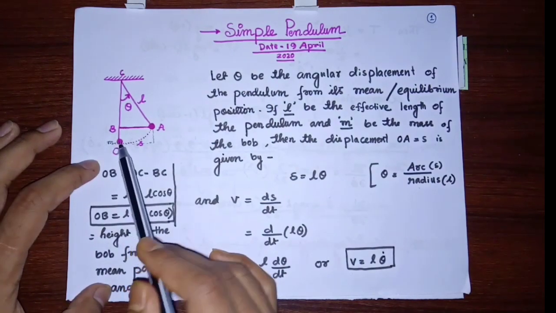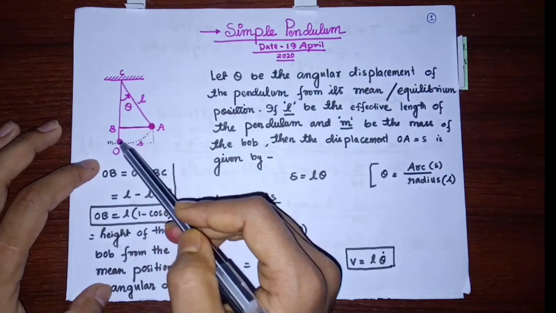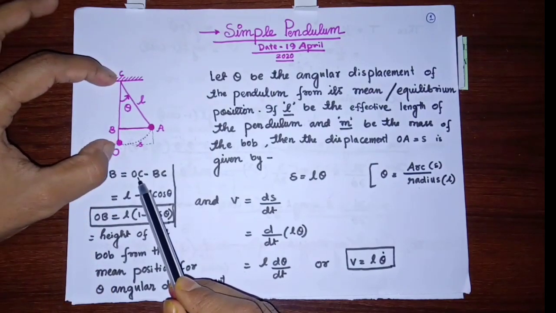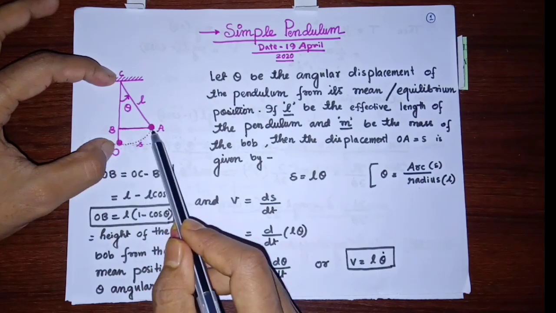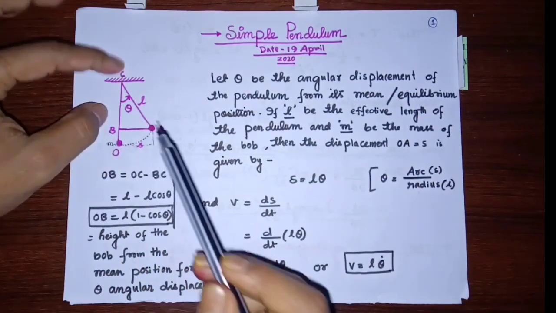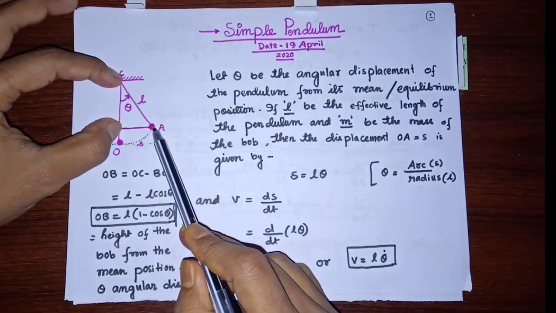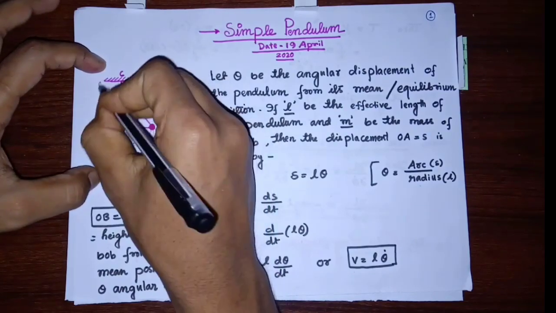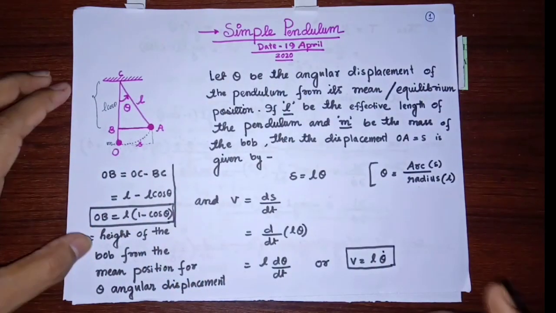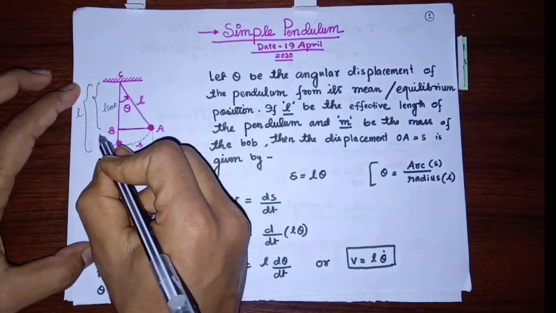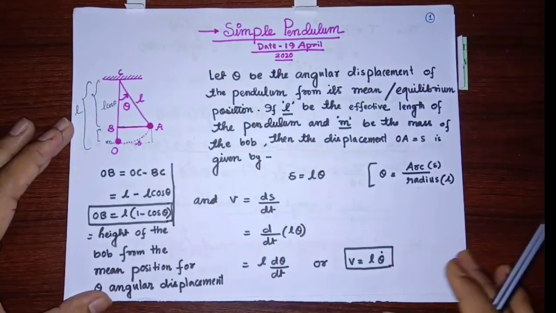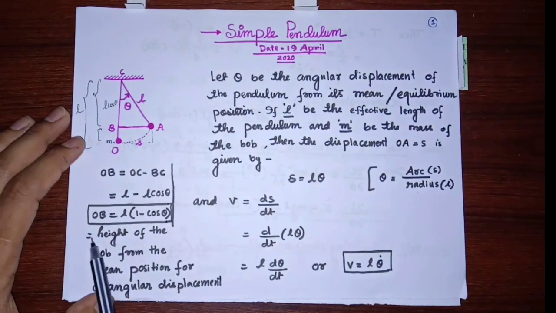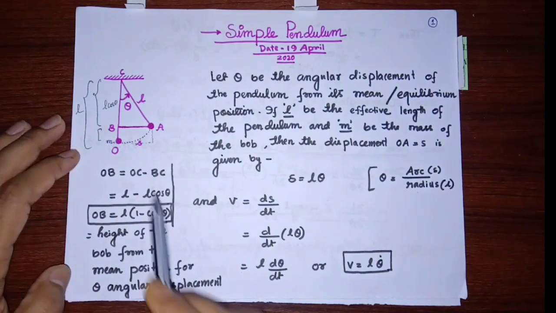Now OB is equal to OC minus BC. OC is L, because the length is the same when it is displaced. Then this part, the horizontal component, is L cos theta, and the whole part is L. So OB will be L minus L cos theta. This is the height of the bob from the mean position for theta angular displacement.